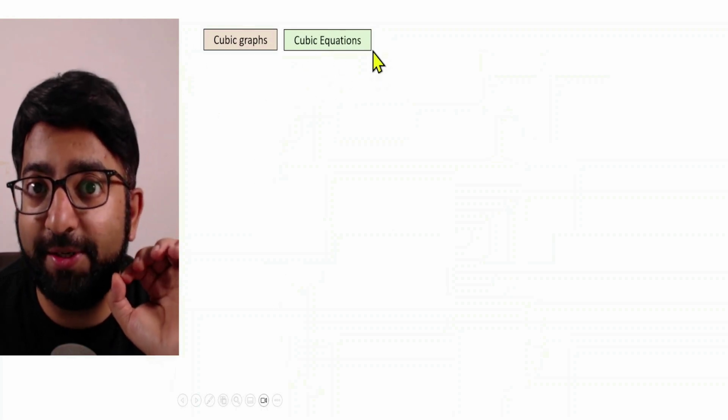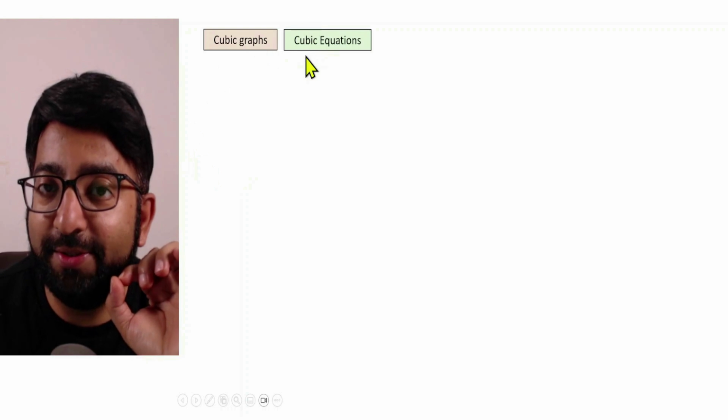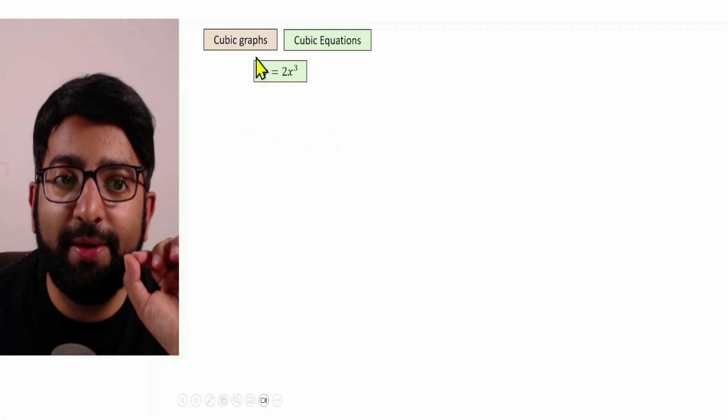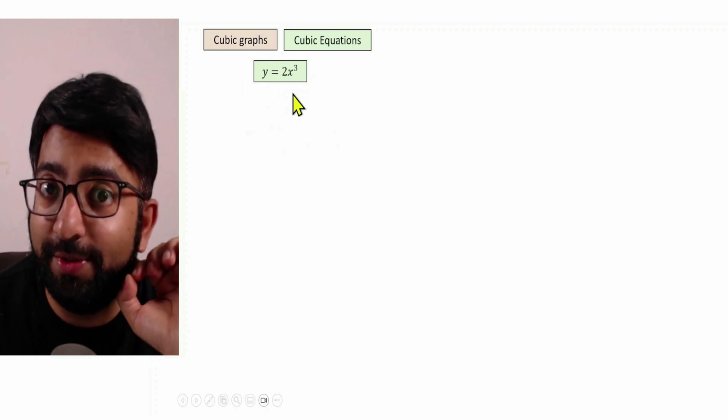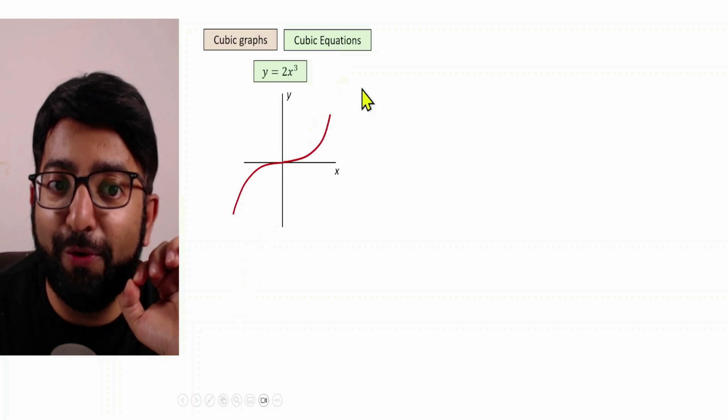are cubic equations, and the graphs are called cubic graphs. And what are cubic equations? So equations in which the power of x or y will be 3. For example, consider y is equal to 2x cube. So this is a cubic equation. And how does a cubic graph look like? So the graph will look like this.